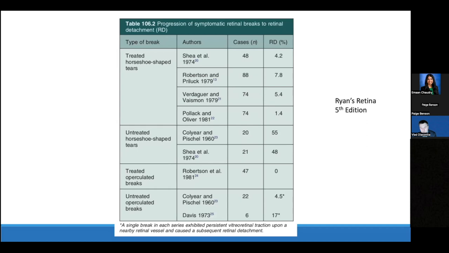And so the main takeaway here is horseshoe tears, if you don't treat them and they're symptomatic, which is another thing, usually can cause detachments. And there's a high rate of them causing detachments. If you treat them, there's still a chance they can cause a detachment because the laser is not perfect, but a lot less than untreated ones. And operculated holes are less likely. And that's the bottom part of this chart.